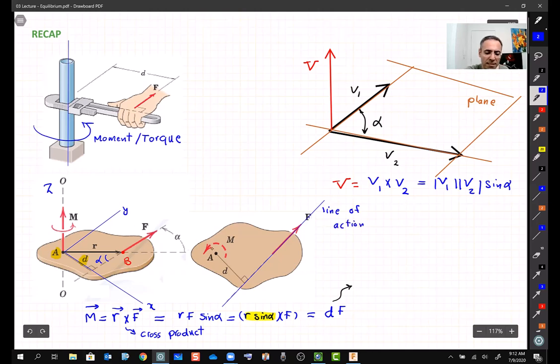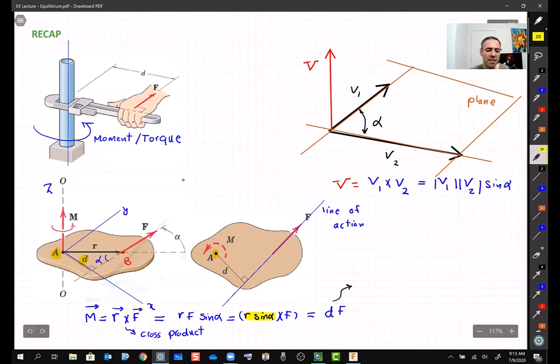And basically, D is the perpendicular distance between the point that we are interested to take the moment to this line of action, right? And again, as I said on Tuesday, 99% of the problems we are dealing with in engineering, we can simplify them to 2D problems, although we live in a 3D world.